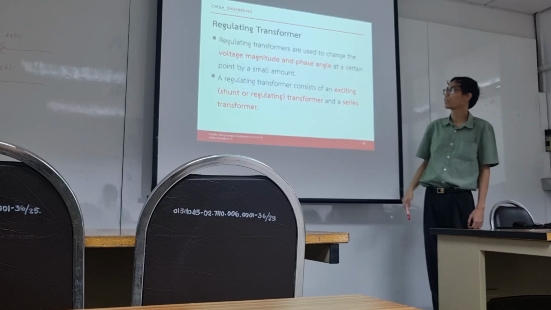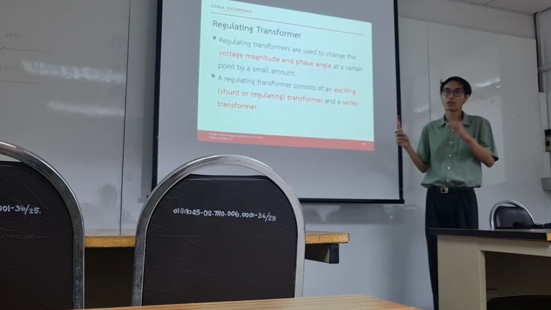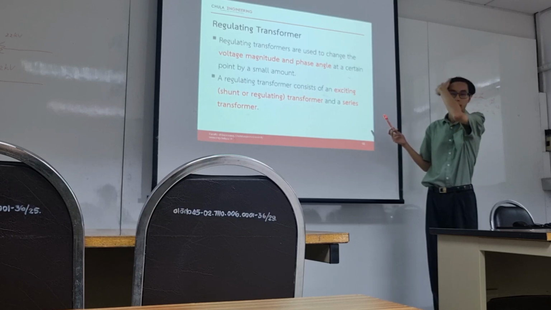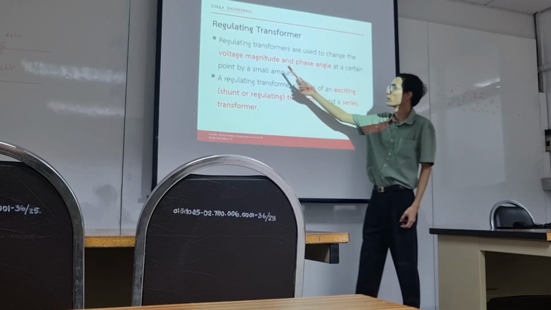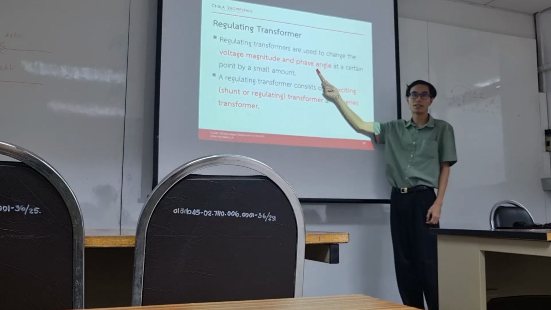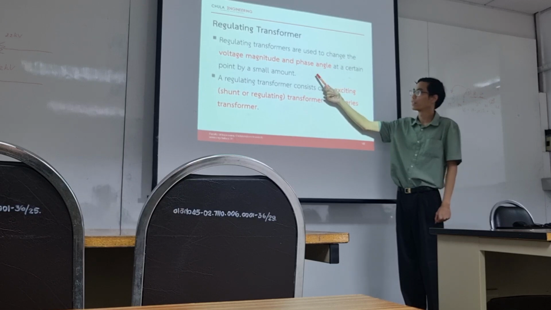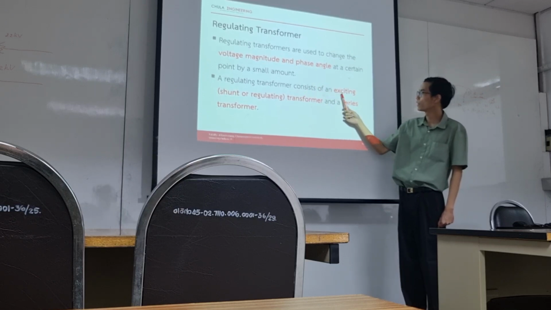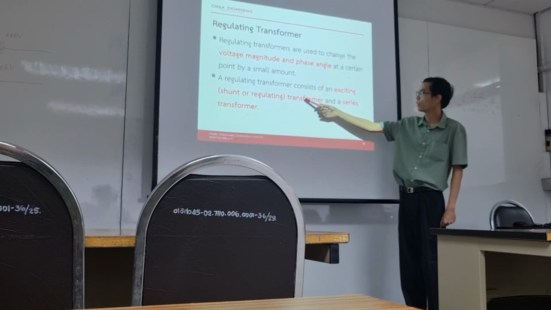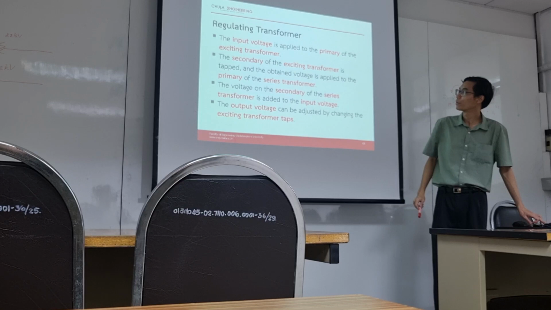Okay, next, regulating transformer. There are two types of regulating transformer. The first one is voltage magnitude. The second one is phase angle. It depends on what you want to regulate. A regulating transformer consists of an exciting transformer and a series transformer.